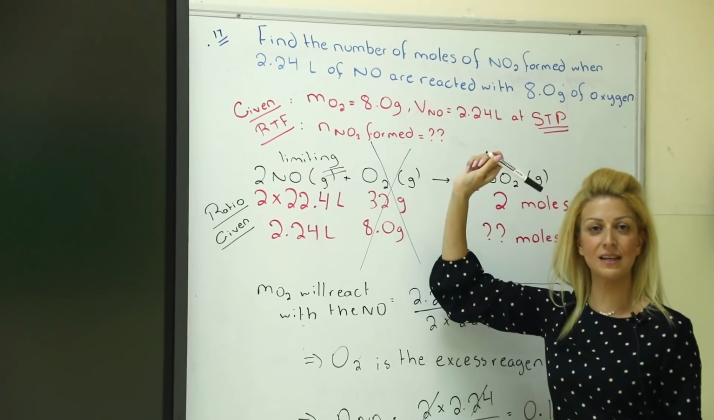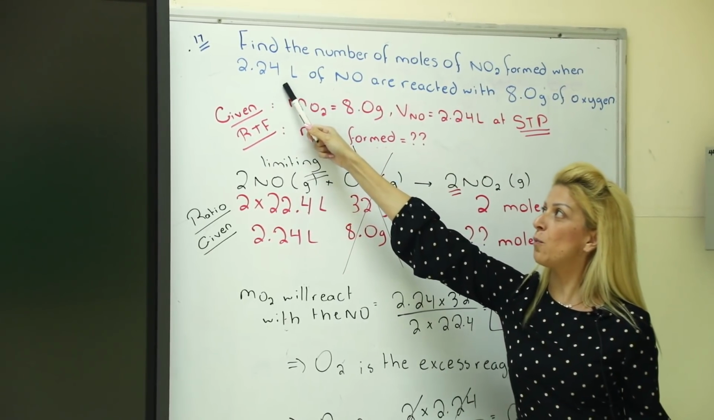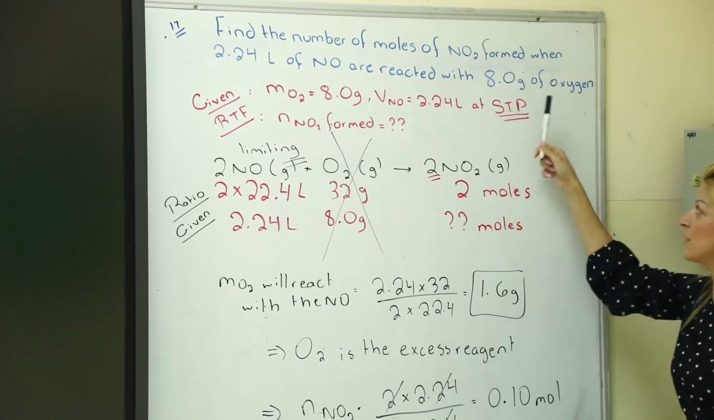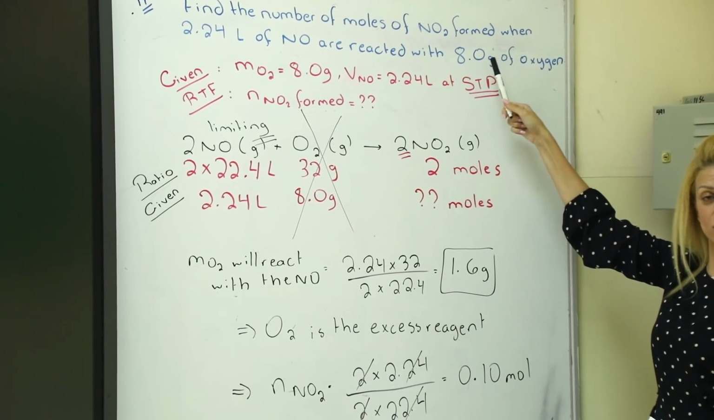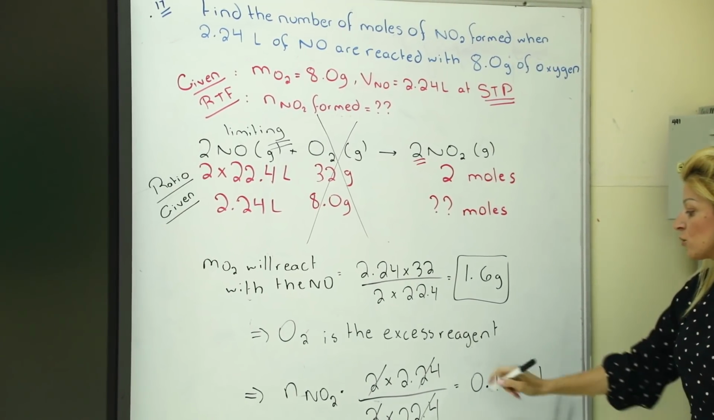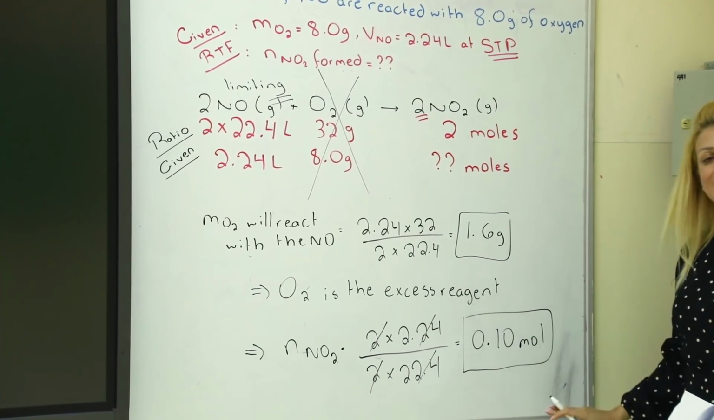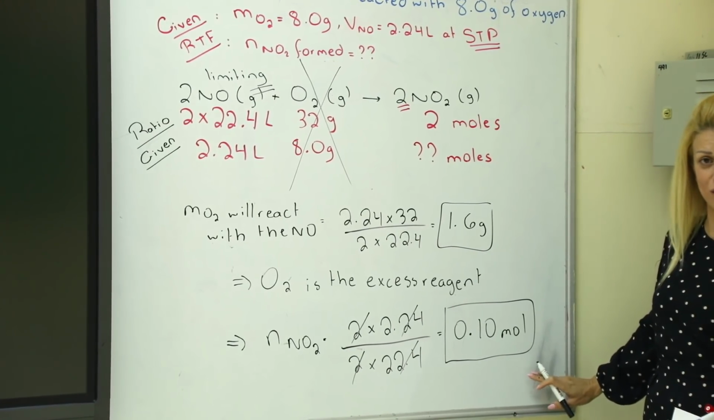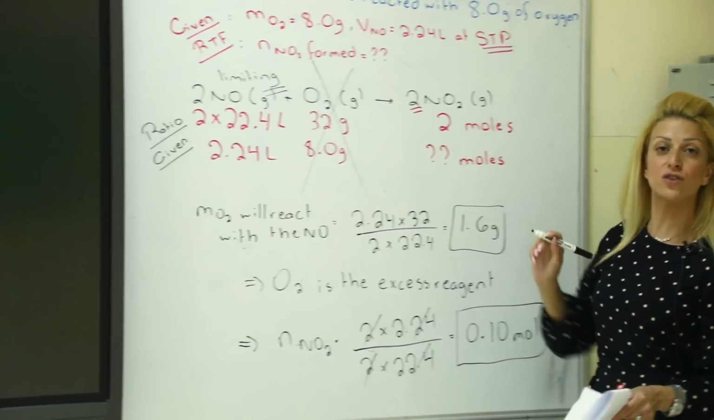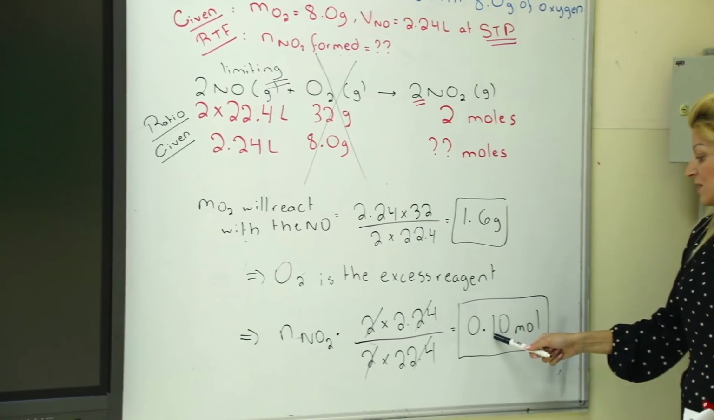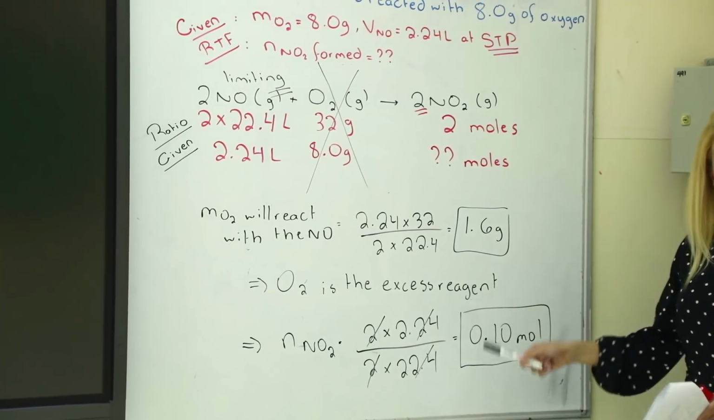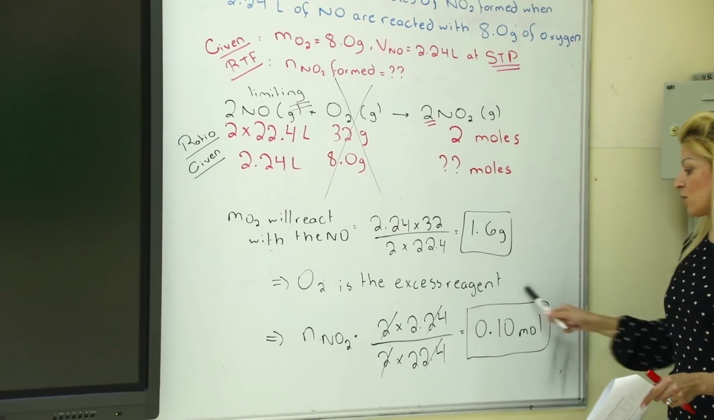If we go back to the original given, we have 2 numbers. This one is 3 significant figures. 2.24 is 3 significant figures. 8.0 is two significant figures, so we always report to the least number of significant figures in our given, which is 2. So 0.10 moles is two significant figures, and it will be the correct answer.